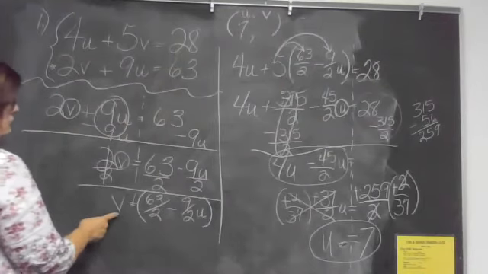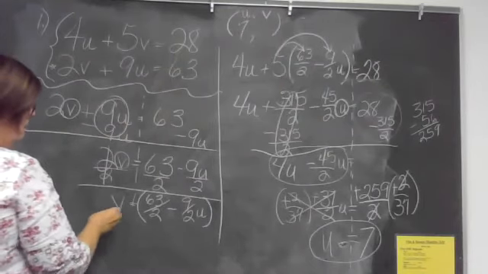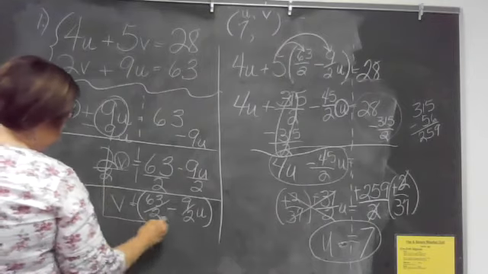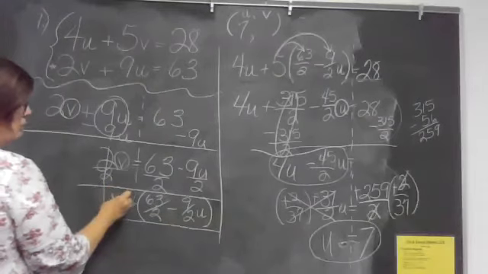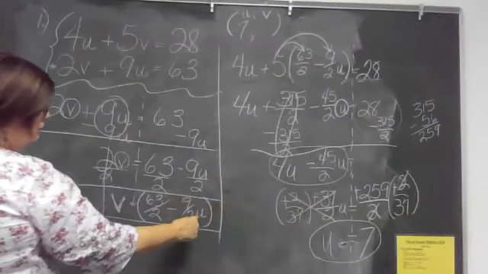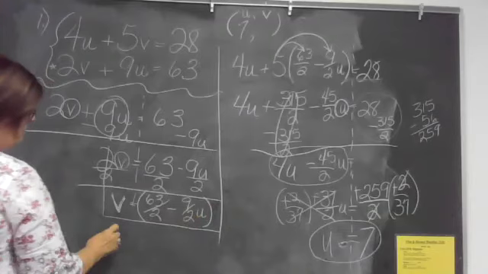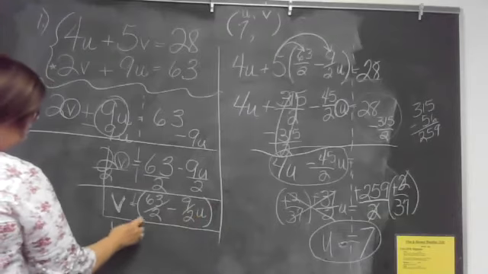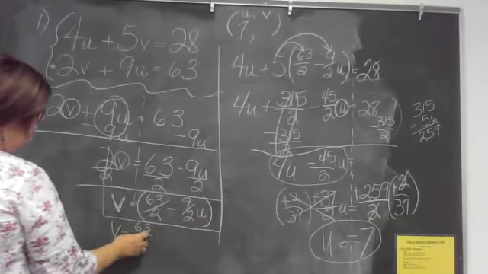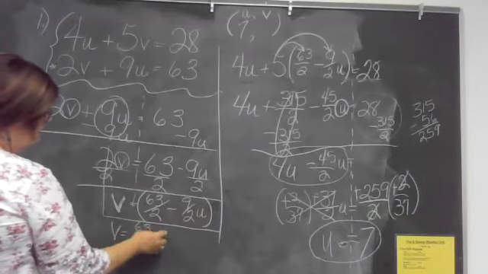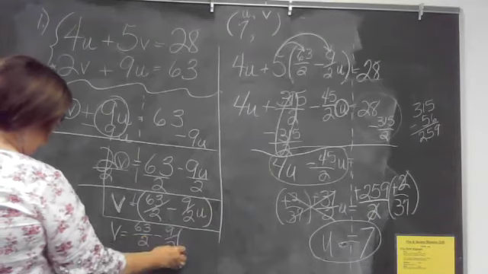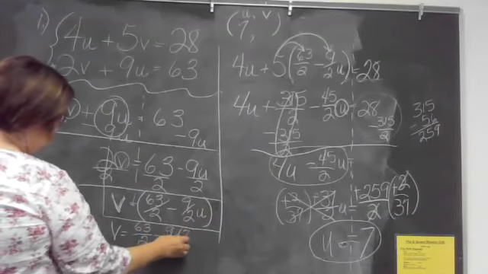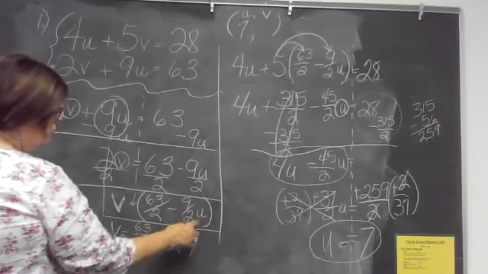Because this V is already solved for, so I'm going to use this equation right here that I worked out earlier, and I'm going to plug in 7 for the U. So now I have V equals 63 over 2 minus 9 over 2 times 7 over 1, because u is 7.